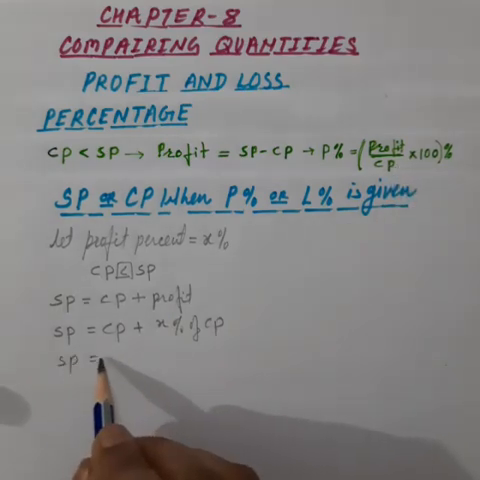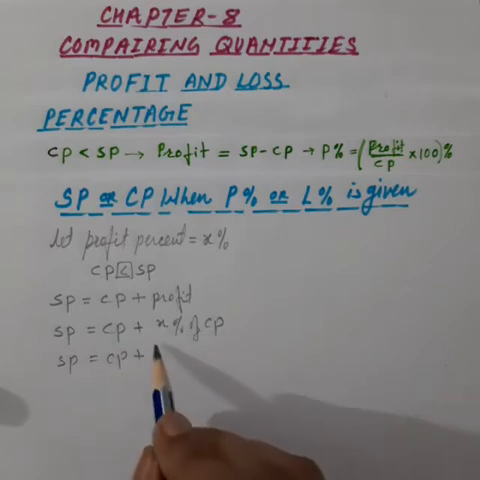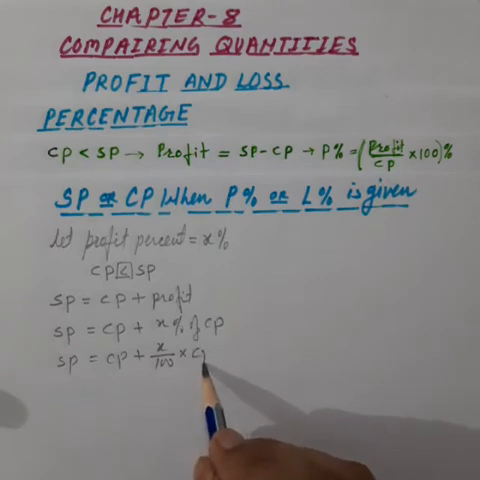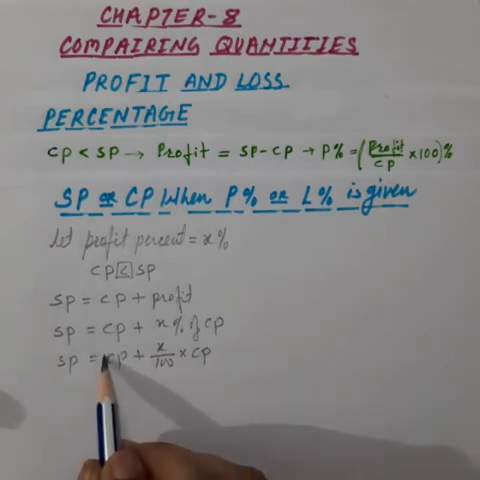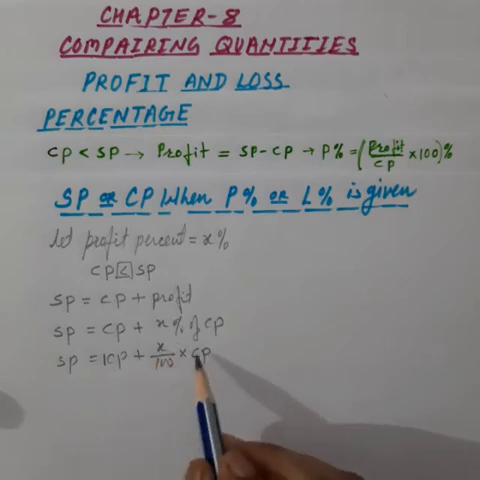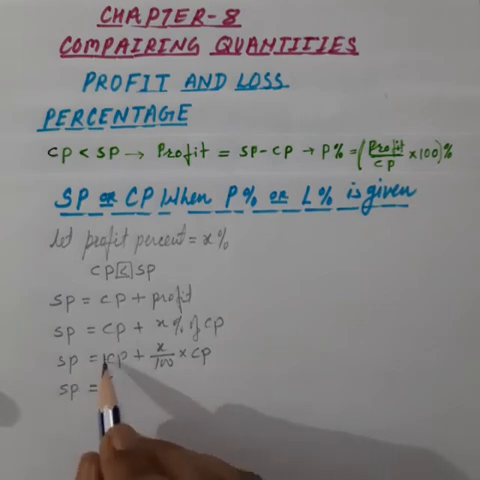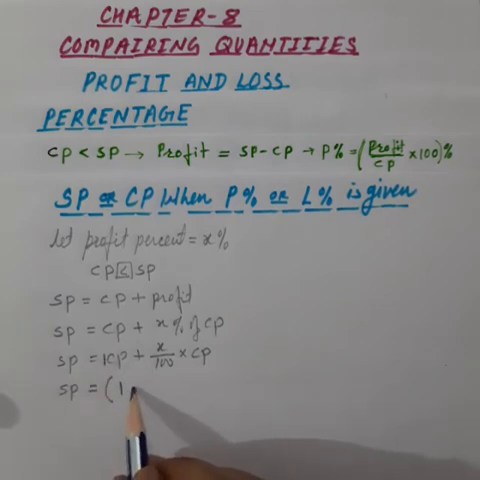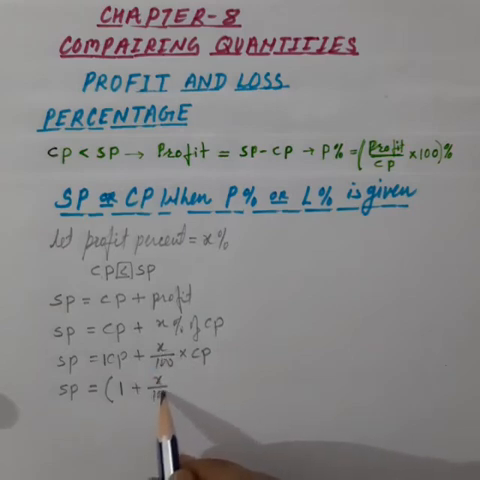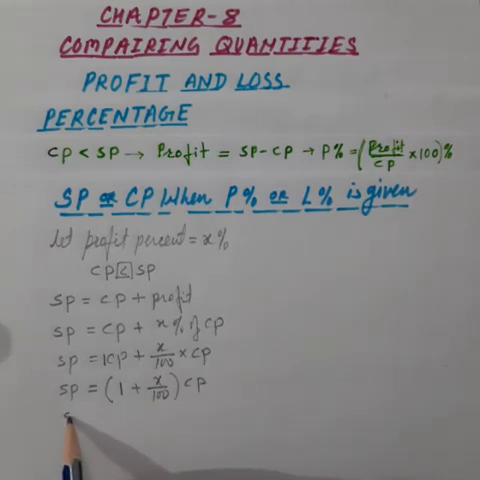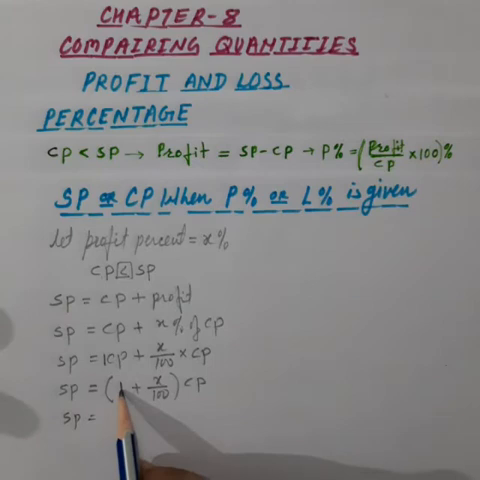So selling price is equal to cost price plus X percent, that is X by 100, of, meaning into, the cost price. Now here this is one time cost price and this is X by 100 times cost price. We can take cost price common. So selling price is equal to 1 plus X by 100, with cost price taken common from both terms. Now this is a whole number and this is a fraction. So first convert this whole number into a fraction by dividing by 1.